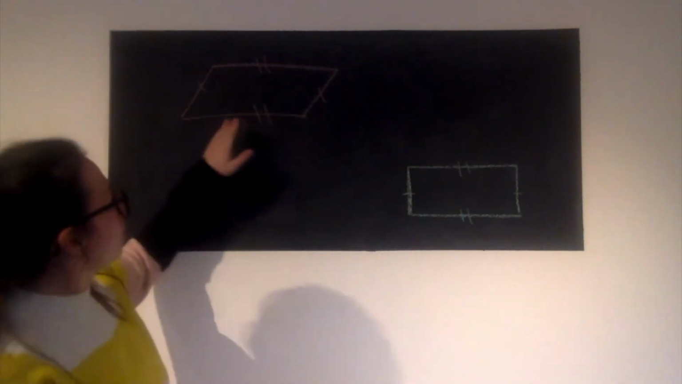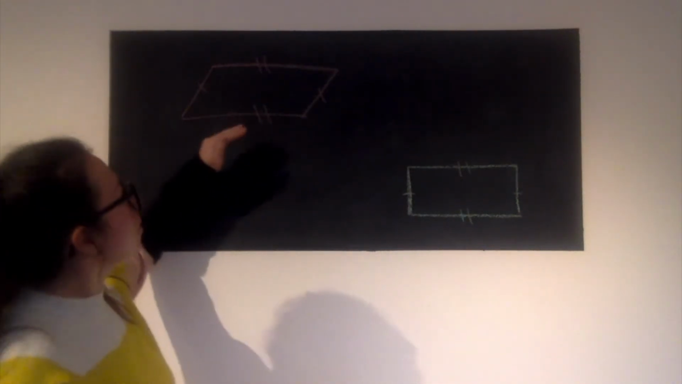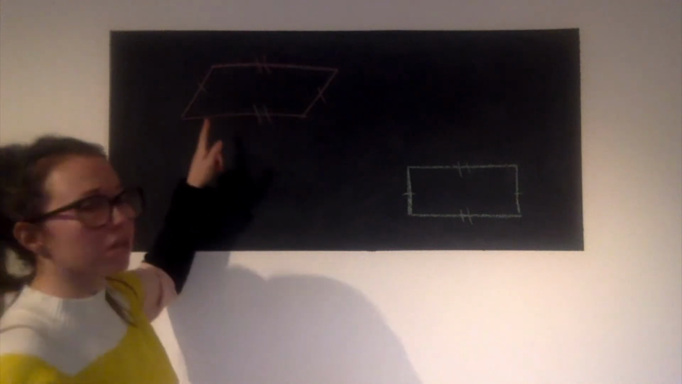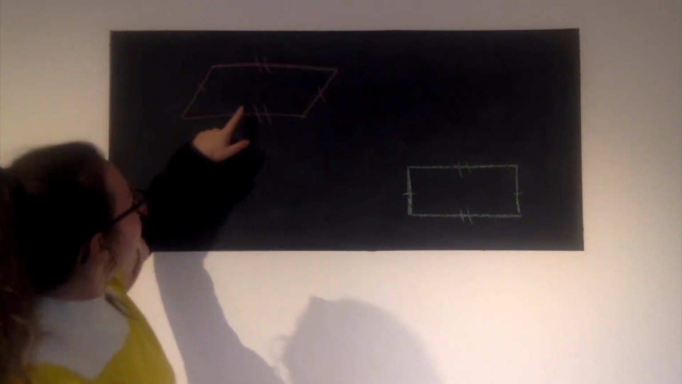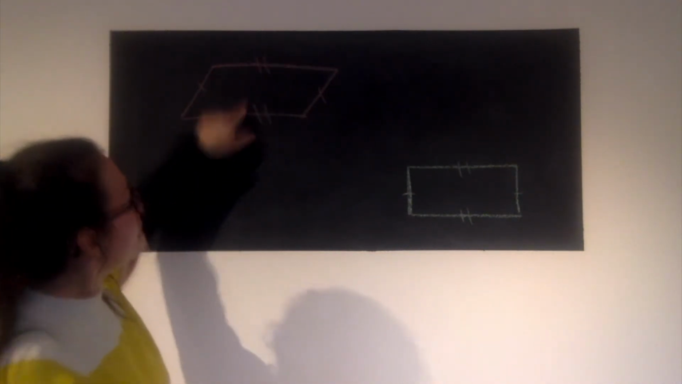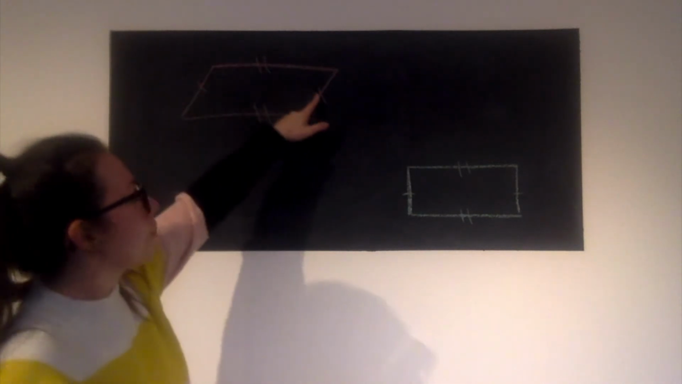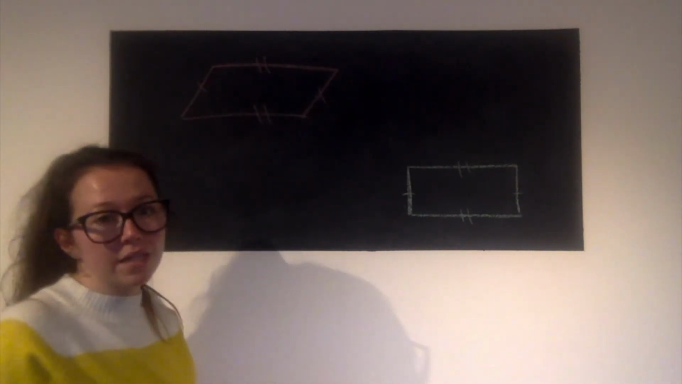We also have over here a parallelogram. So a parallelogram also has four sides, it's also a quadrilateral. It also has two pairs of parallel lines. These two are parallel and these two are parallel. So now let's think about what's different.